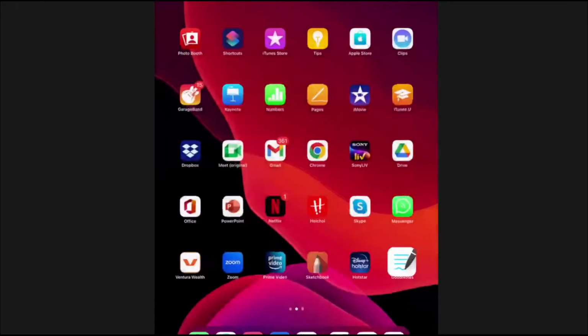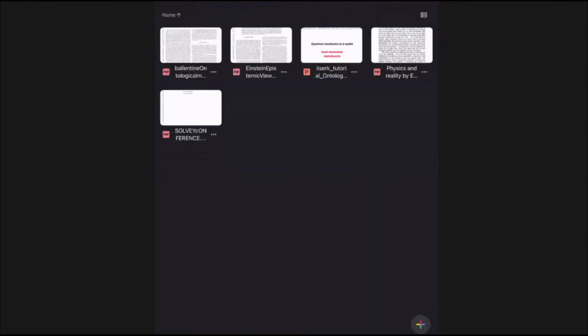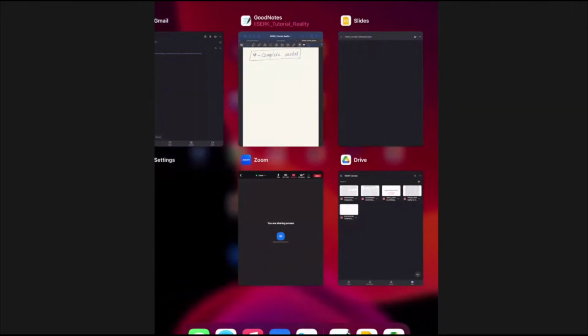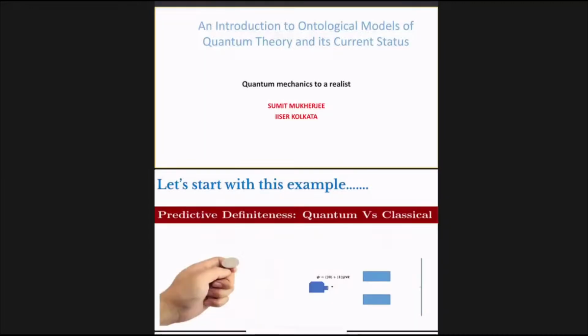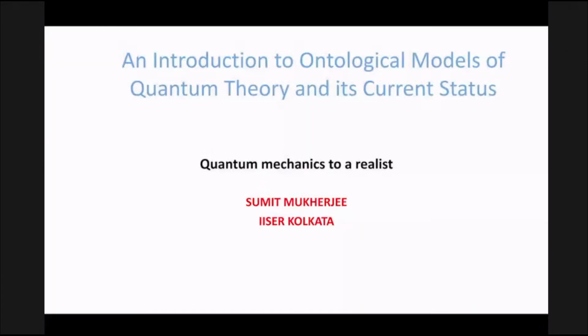Now again come back to the slides where we were. Okay. Is it visible? No, the slide? No, right? Now maybe. Yeah. Make it landscape. Yes. Yeah.